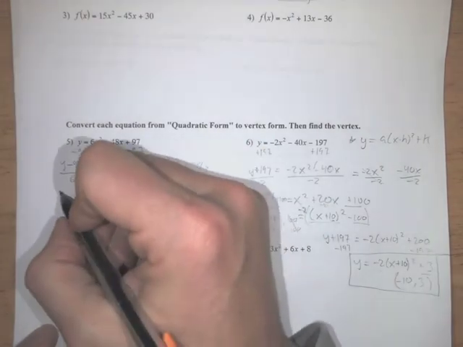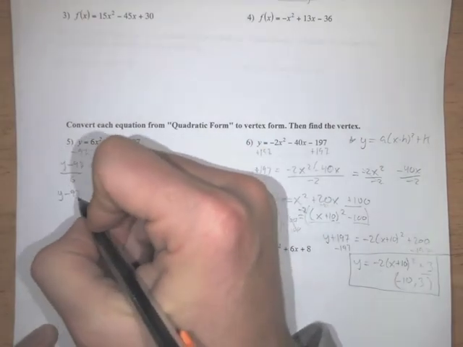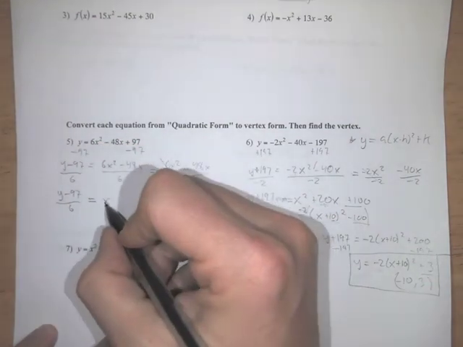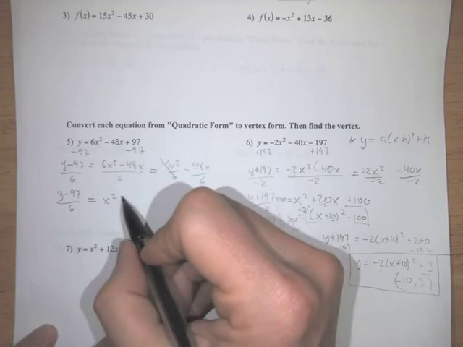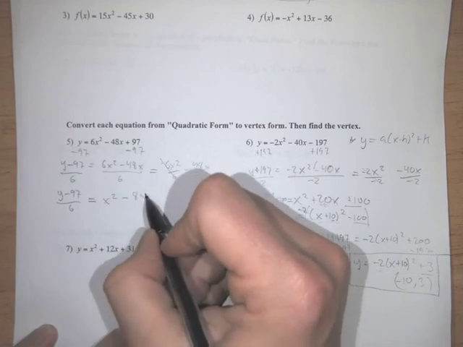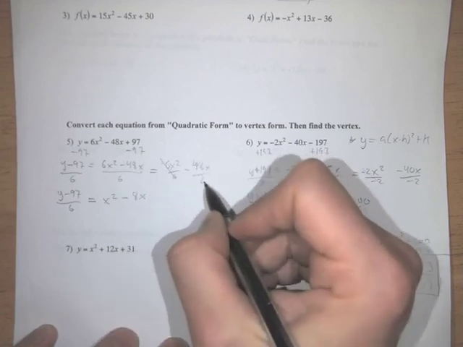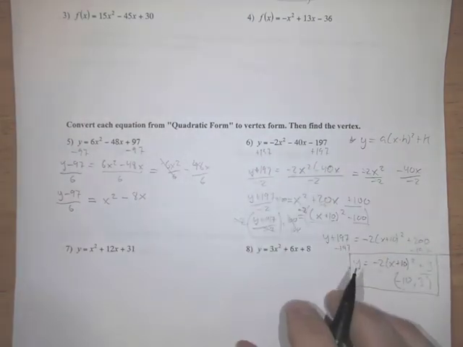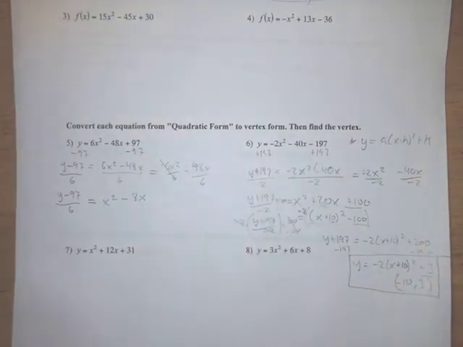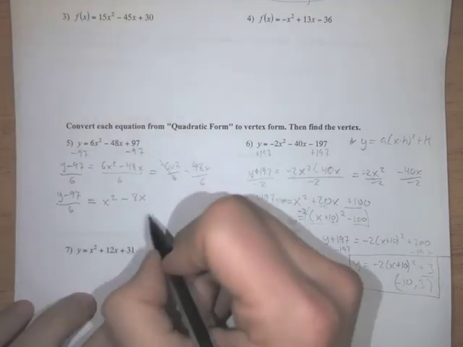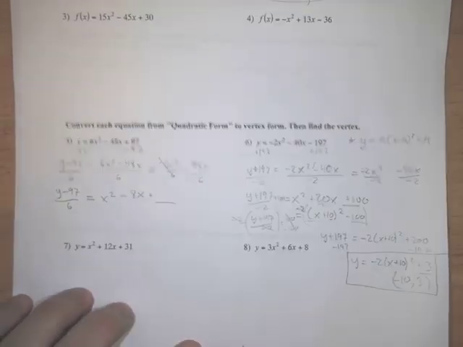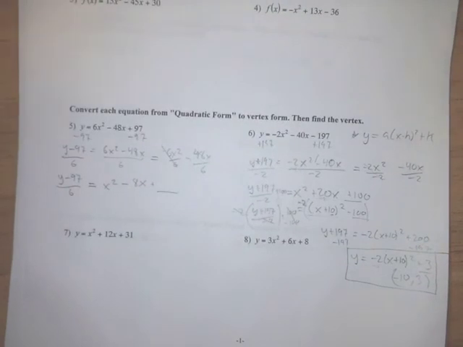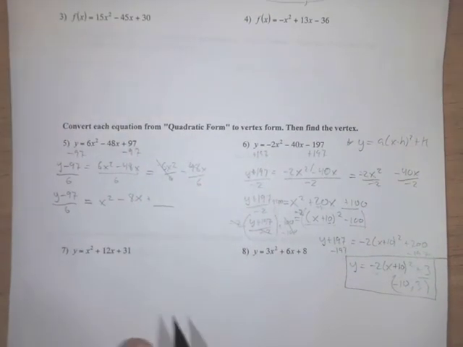So what I end up with, my next line here, is y minus 97 over 6 equals x squared, right, because the 6 is canceled, minus 8x, because the 48 divided by 6 is going to give me 8, so negative 8x. Okay, so the left-hand side is getting a little more complicated. The right-hand side is now in a form where we can actually complete the square. So we got to figure out what's that magic number. What's that magic number that makes this a perfect squares trinomial that we can then factor?